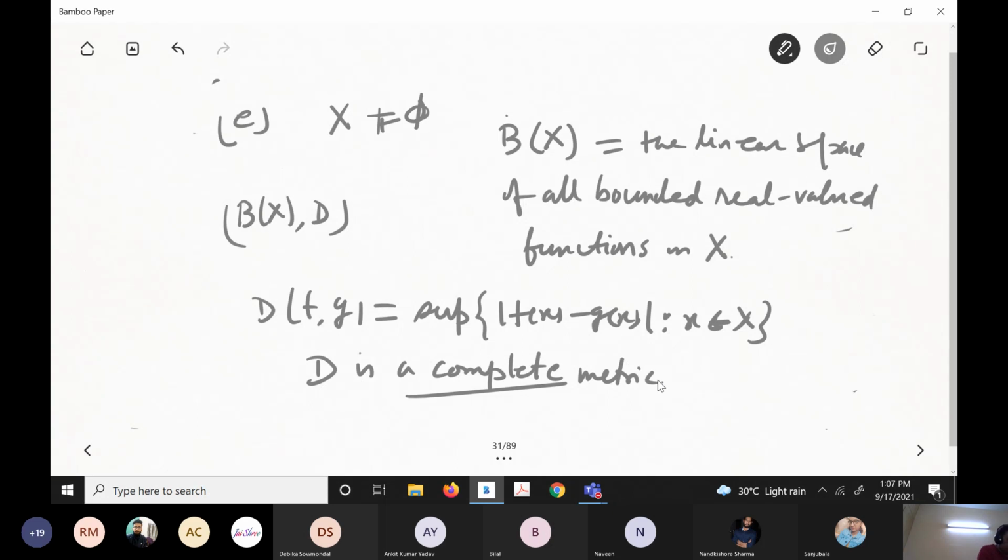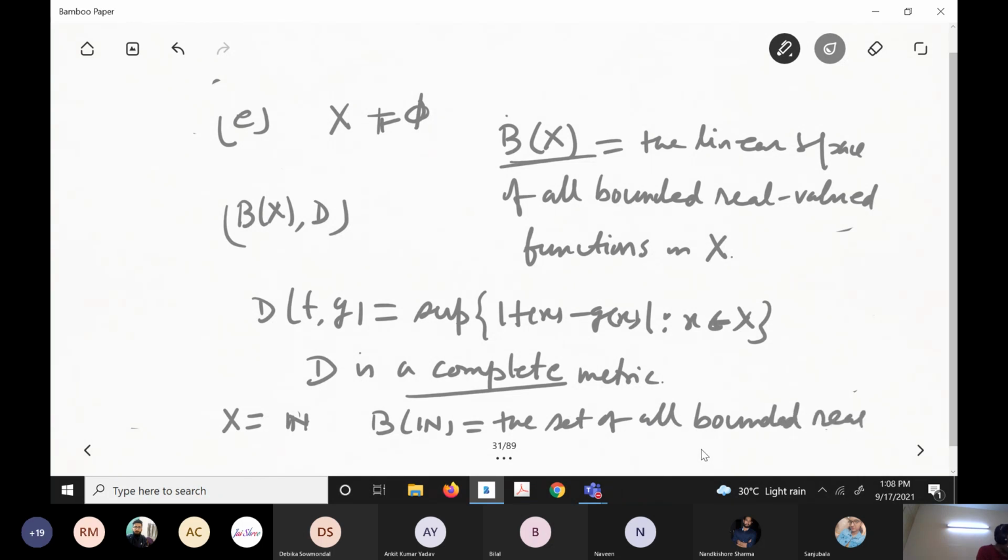Last year I gave a problem where I said that when you take X equal to N, then B(X) is actually all bounded real sequences. I said you could take the complex case also, that doesn't matter. It is the set of all bounded real sequences, and in that case the notation is L infinity.